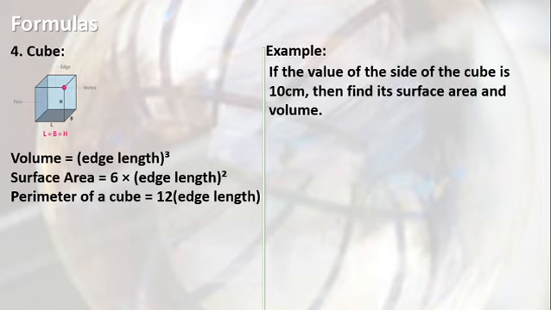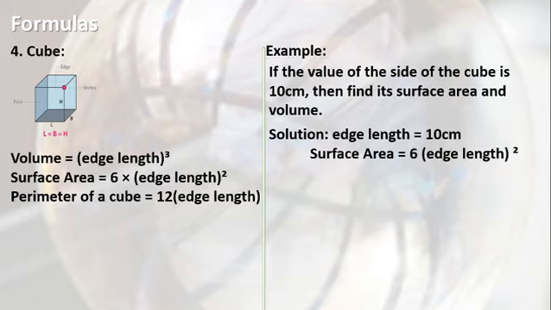And this example says if the value of the side of the cube is 10 centimeters, then find its surface area and volume. So we have the edge length to be 10 centimeters, and we have to find the surface area and the volume. The surface area we know is 6 times edge length squared. So we square the edge length, which will be 10 by 10. That will give us 100 times 6, and then we have 600 centimeters squared for the surface area of the cube.